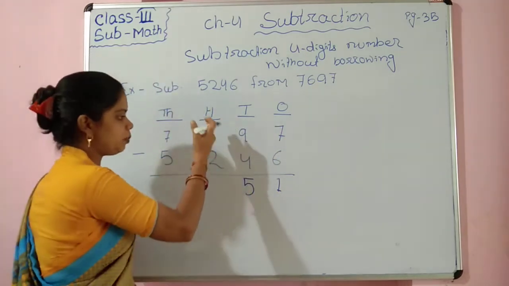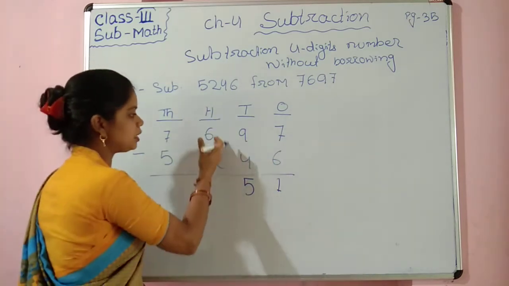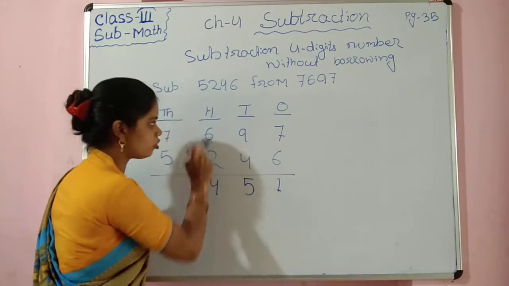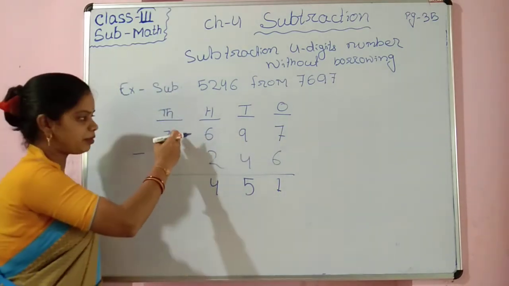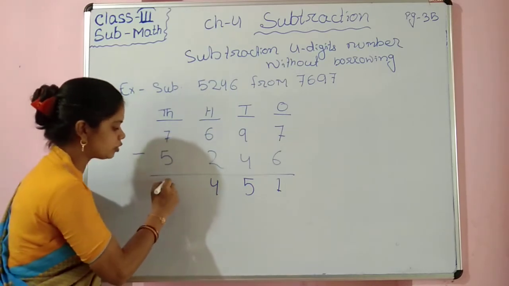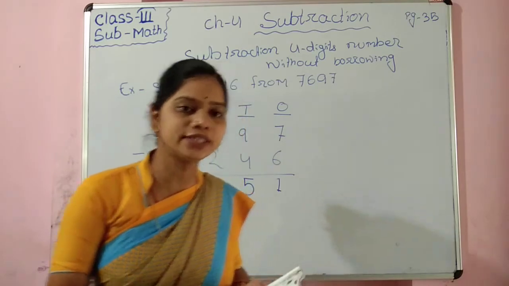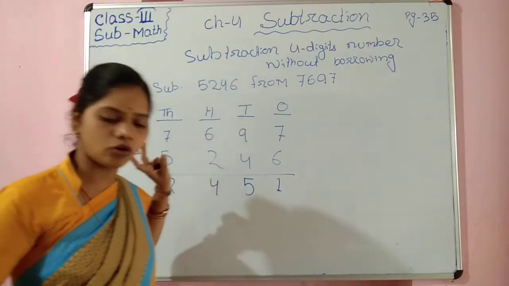Next, the hundreds place. We subtract the digits of the hundreds place: 600 minus 200 is 400. Write 4 in the hundreds column. Next, the thousands place: 7000 minus 5000 is 2000. Write 2 in the thousands place. Now we check whether our subtraction is right or wrong.